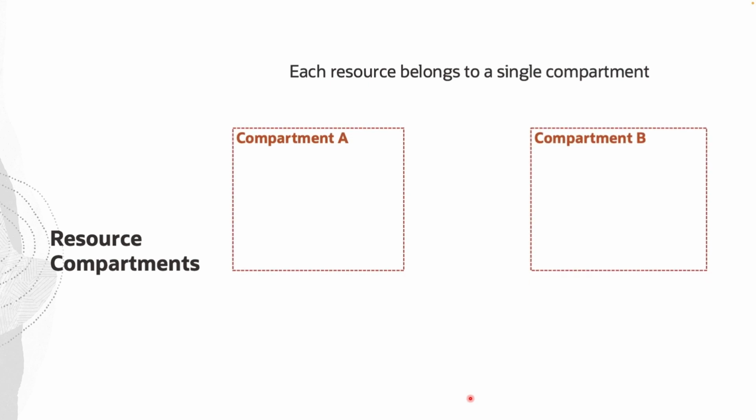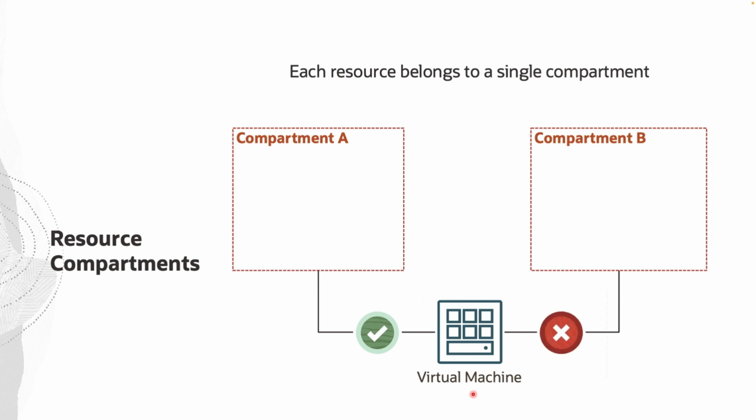That means a resource cannot be in multiple compartments at the same time. For example, this virtual machine can be placed in compartment A but cannot be placed in compartment B simultaneously. So it is clear that every resource must belong to a specific compartment.